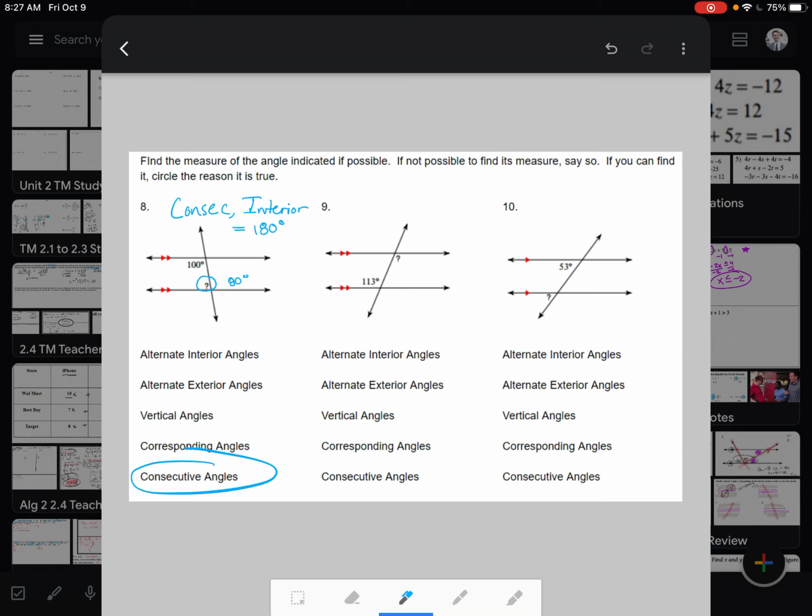So keep going on 9 and 10. So find the reason, find what happens because of that reason, and then solve for the missing measure of the angle here.